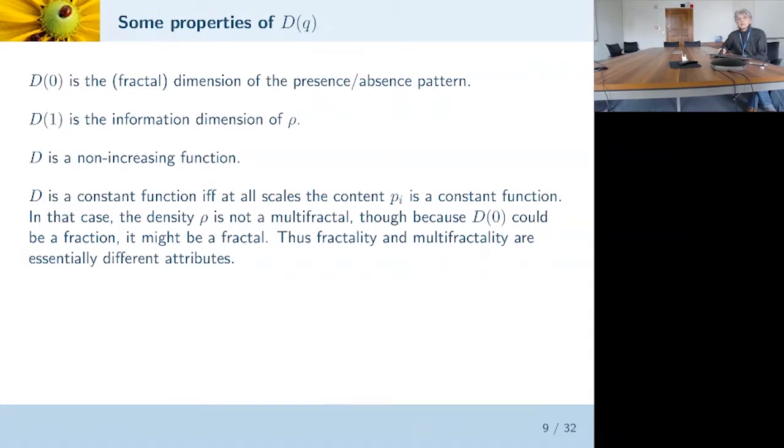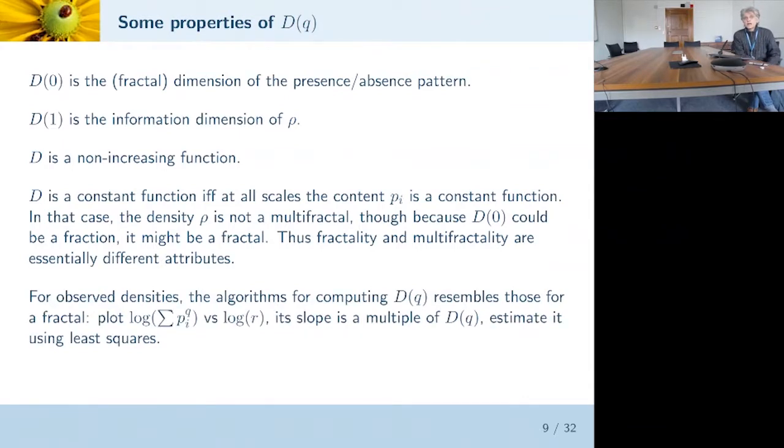But because D of naught would then be equal to D of 1, and D of naught could be a fraction, not the same as the dimension in which the object is embedded, the object itself, the presence-absence pattern, could be a fractal, but the density on the presence-absence pattern is not a fractal. And so fractality and multifractality are essentially different attributes of the geometric object with which we want to describe the spatial pattern that we're looking at.